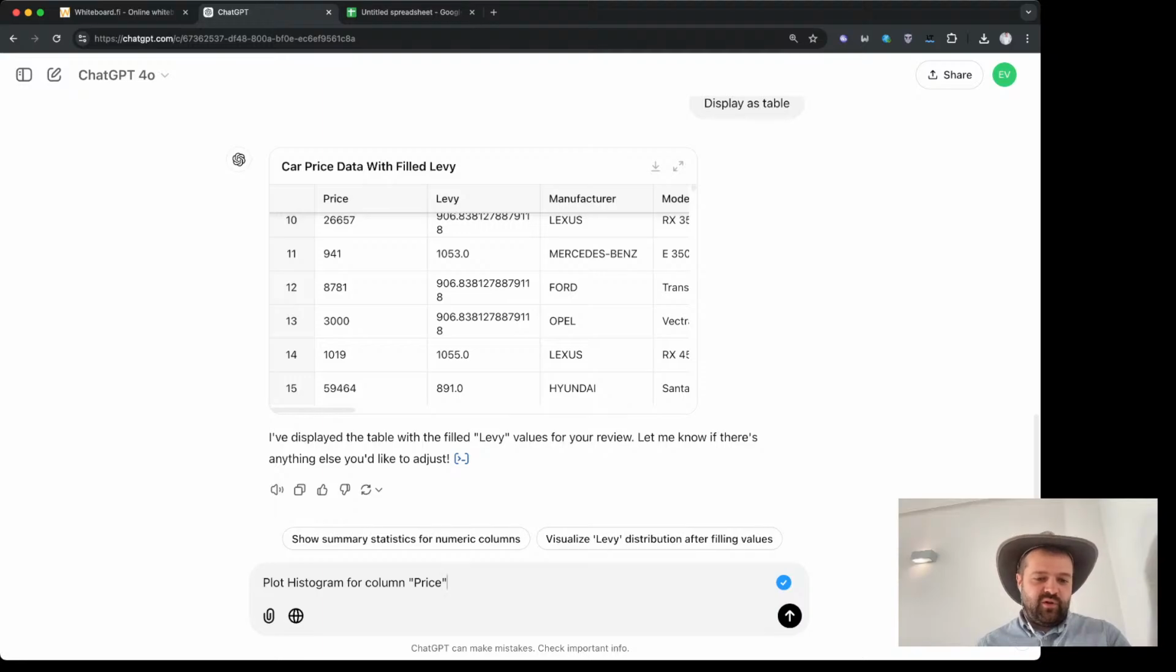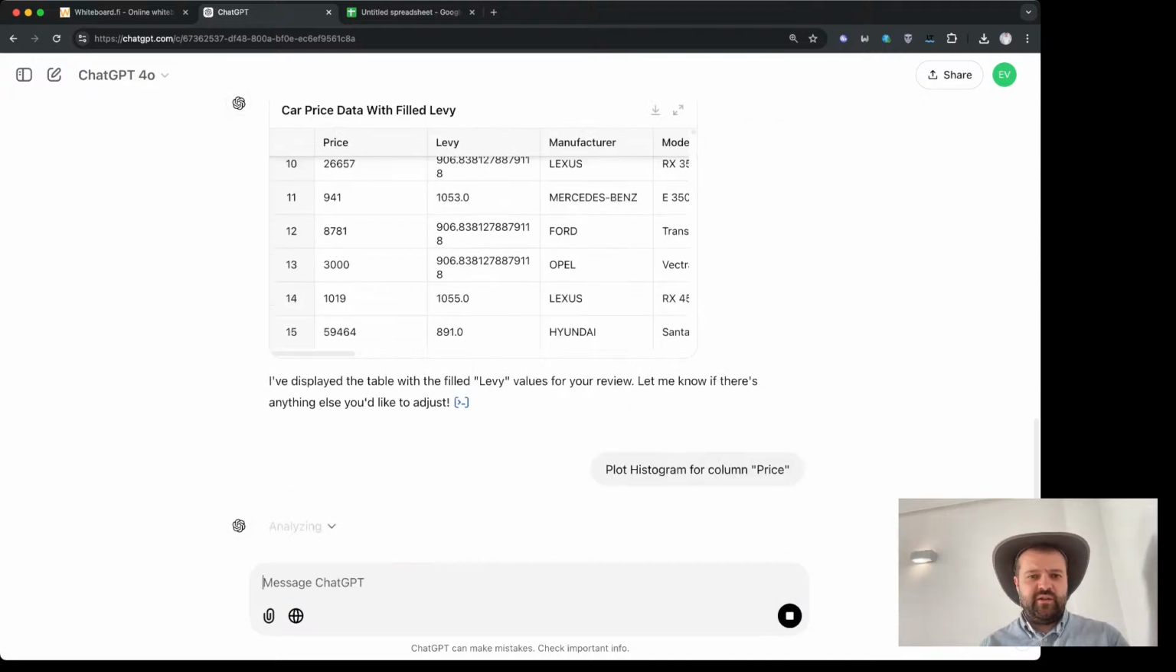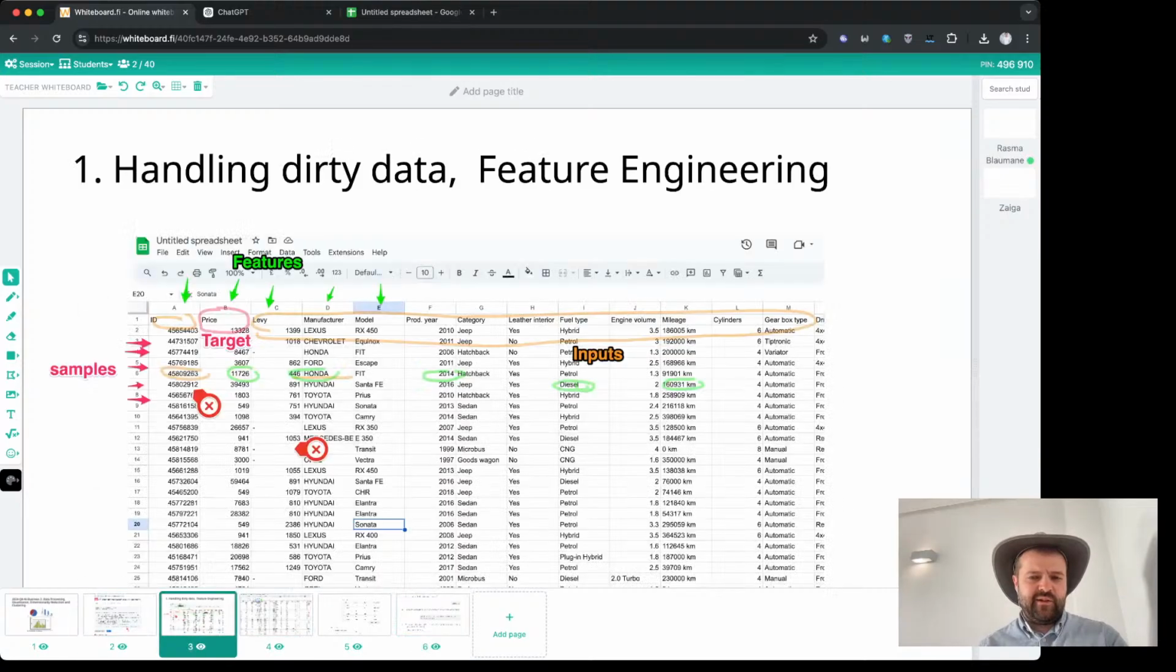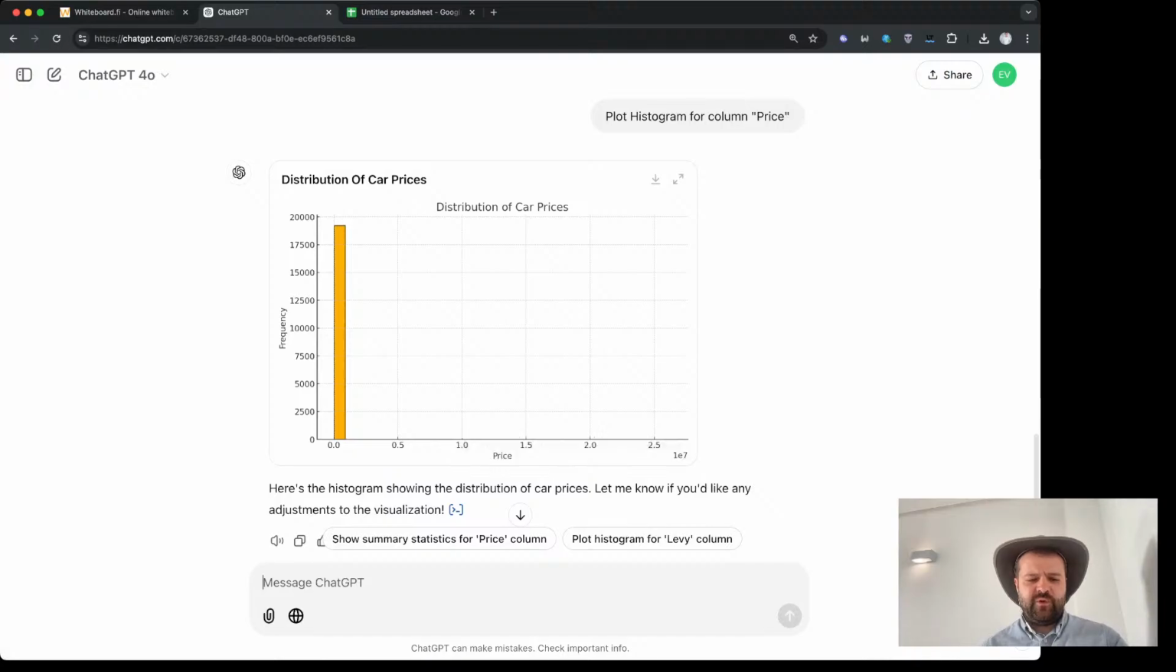So, plot histogram for column price. Okay, why do I need that? So this is still in terms of this first step, where is handling dirty data, feature engineering. So we're still at this step, but I want to show you these ways how to see. So first of all, if I plot this here, I already see something very bad happening here.